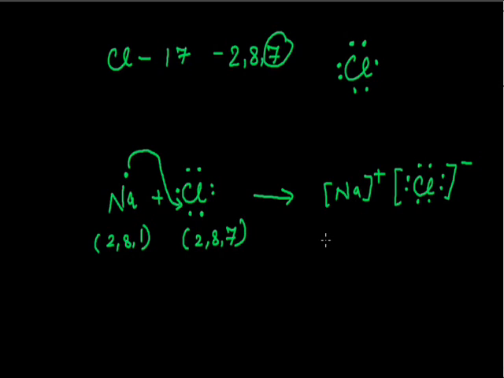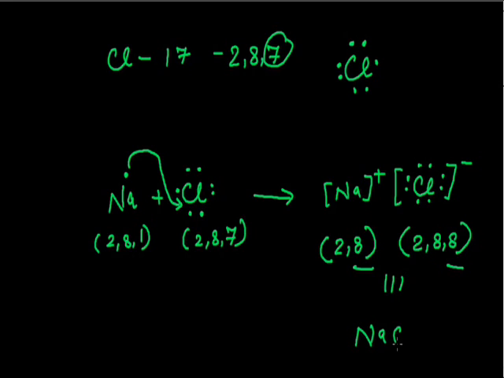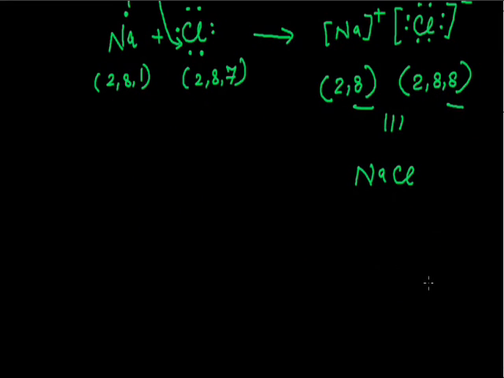Now if we consider the configuration of sodium and chlorine ions, it is 2, 8 for sodium, and for chlorine it would be 2, 8, 8. That means the octet has been completed for both, and this leads to the formation of a stable molecule of NaCl. Such a type of bond that is formed due to the transfer of electron from one atom to another is known as ionic bond.